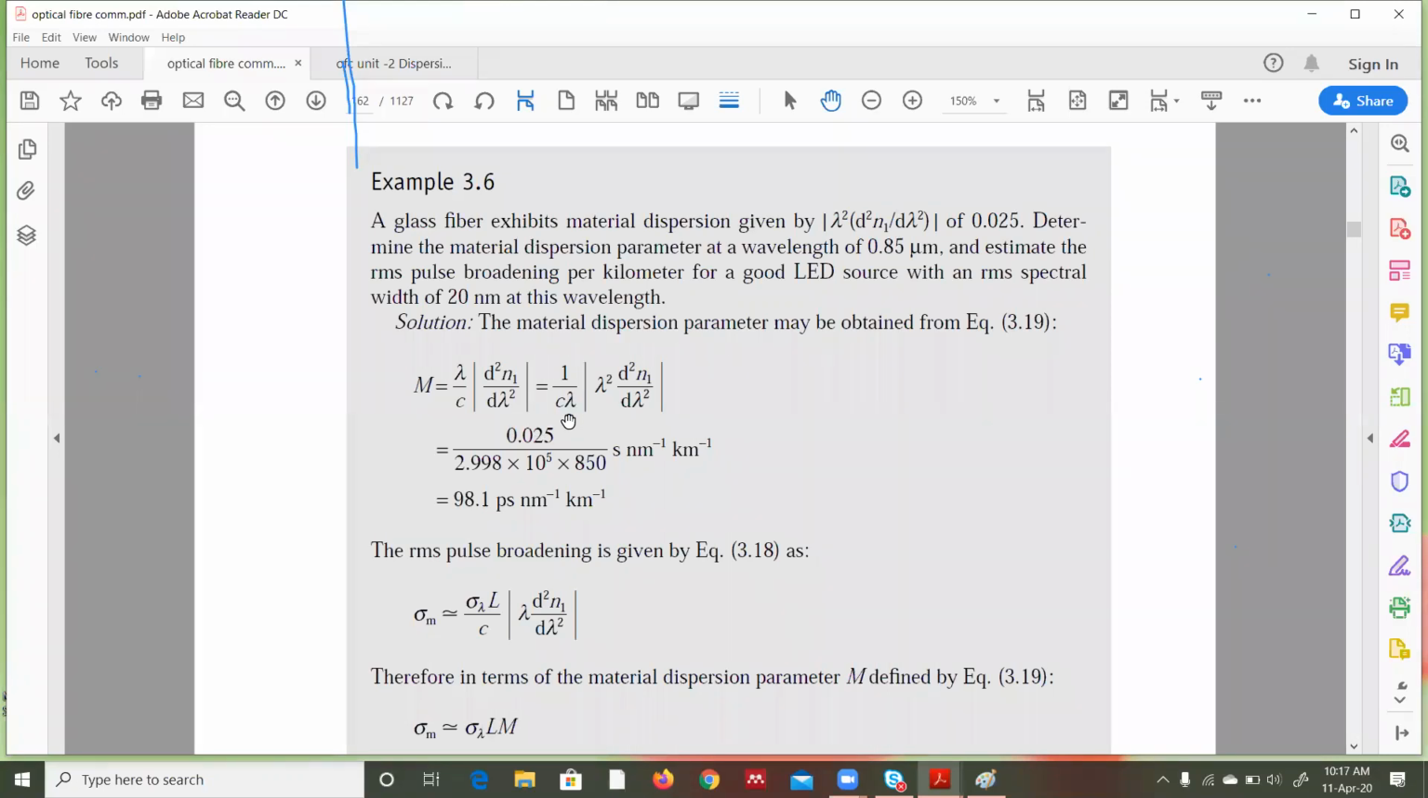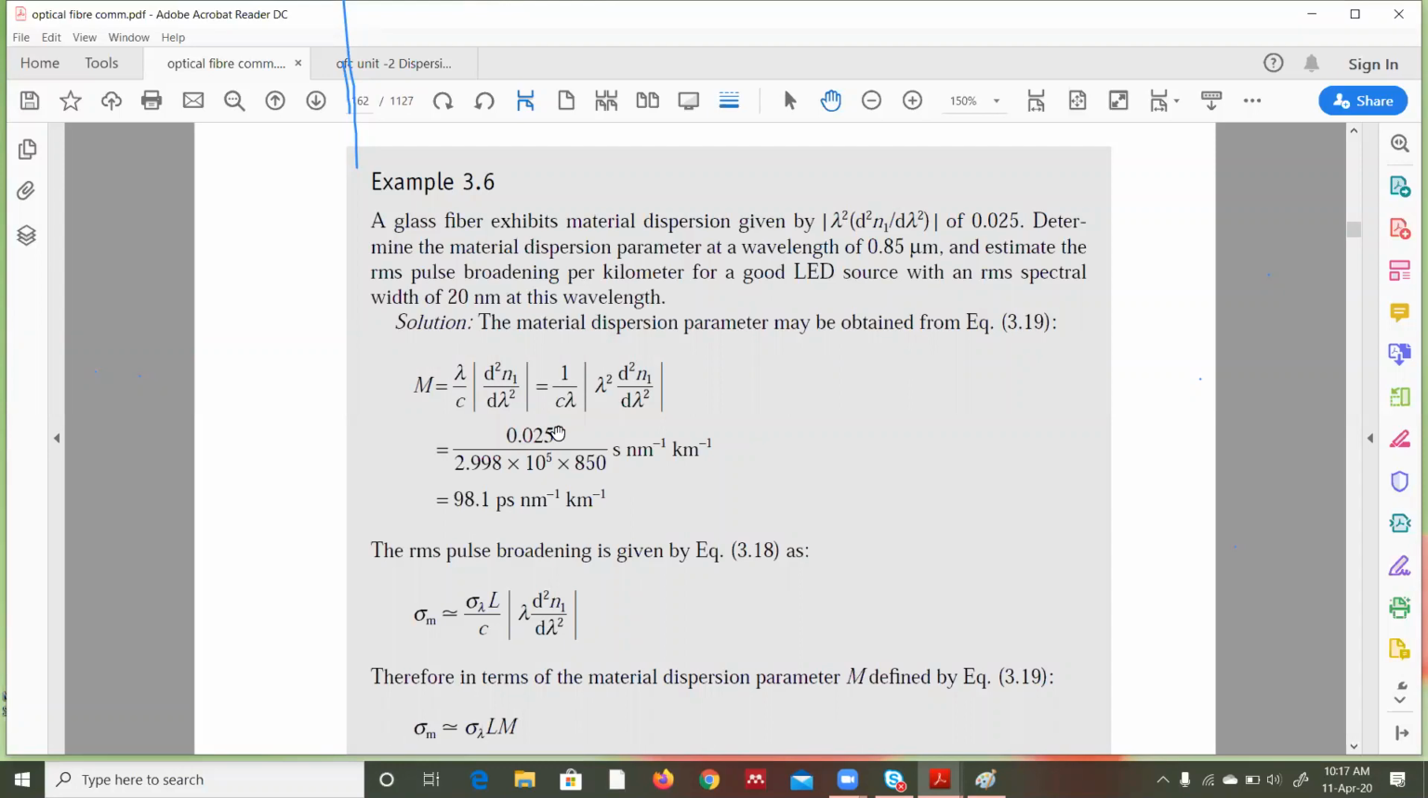C is the velocity of light in free space, and lambda is whatever the value that they have mentioned as 0.85 micrometer. And one has to remember that capital M unit is picoseconds per nanometer per kilometer. So please understand the M should have the value only in terms of that unit. So one has to substitute the terms in the expression in such a way that the unit turns out to be picoseconds per nanometer per kilometer.